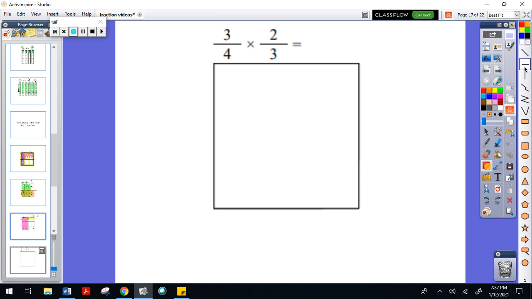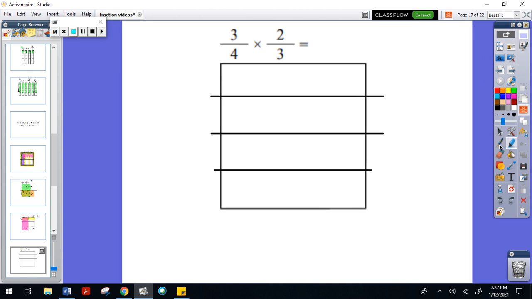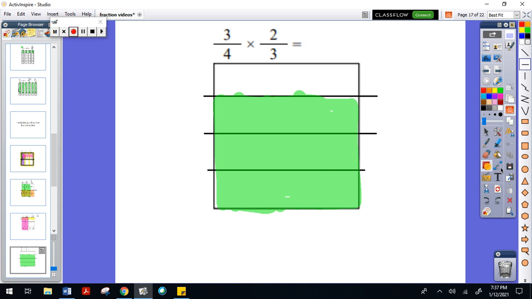What I'm going to do is I'm going to take 3/4 and I'm going to start by partitioning into fourths, just like this. And I'm going to color in 3 of those pieces. 1, 2, and 3. So there is my 3/4. Okay, perfect. Now, I then need to color in 2/3.